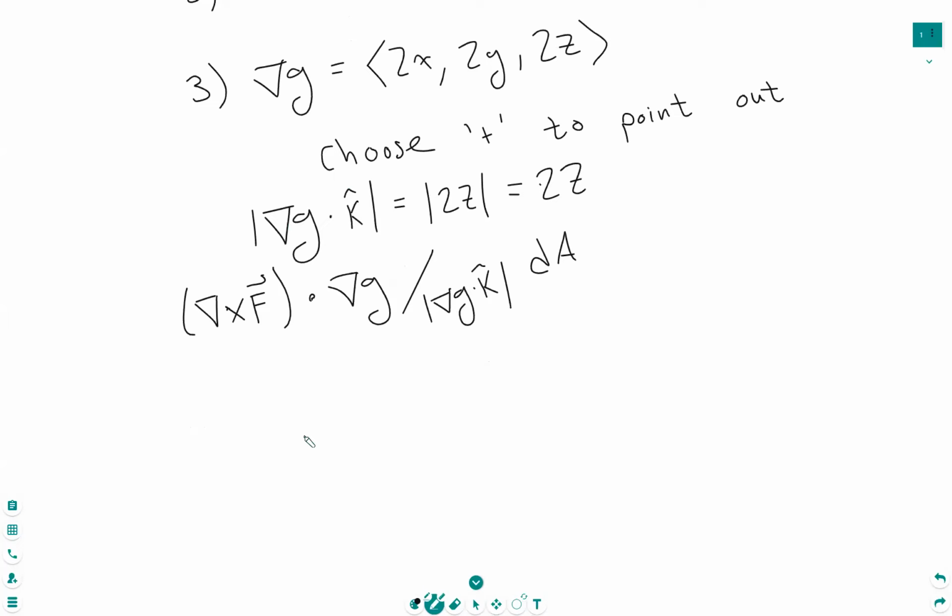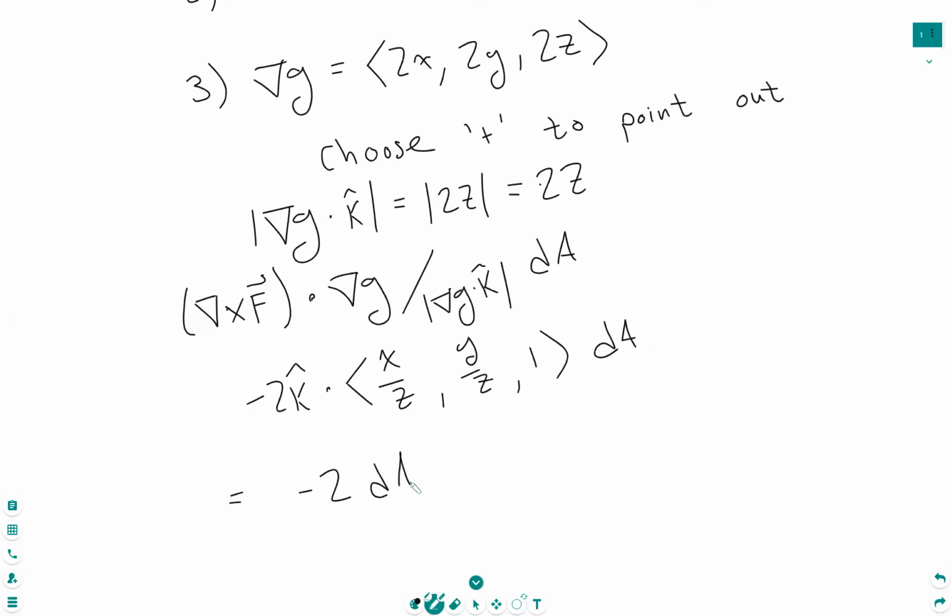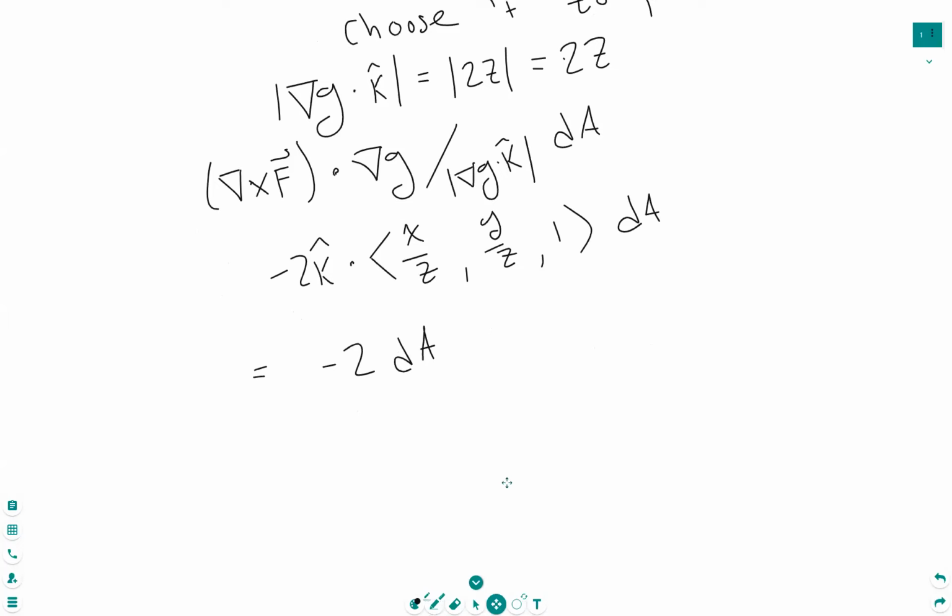Well, we said that this was negative 2 k hat, and now we're dotting it with the vector that's 2x, 2y, 2z, that's being divided by 2z everywhere. So this will be x over z, y over z, and 1 dA. This will just give us negative 2 because this has 0 in the x and the y position. So this is just negative 2 dA. That is a very nice integrand. We don't even have to worry about step 4 because there aren't any z's.